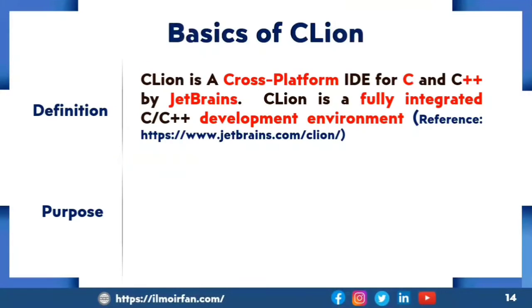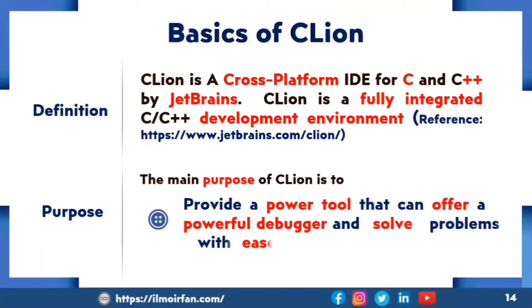CLion is defined as follows. CLion is a cross-platform IDE for C and C++ by JetBrains. CLion is a fully integrated C++ development environment. The main purpose of CLion is to provide a powerful tool that can offer a powerful debugger and solve problems with ease.